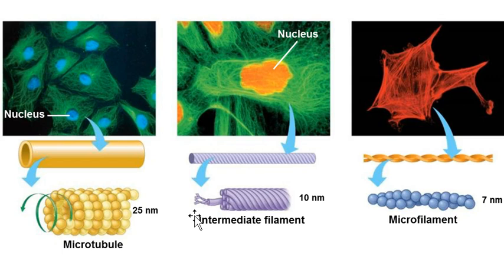Each one of these has different things that they do inside the cell. Microtubules are really responsible for anything that needs to be moved. So if you need to move DNA, or if you need to move other molecules, or if you need to move the cell itself, you can use these microtubules in cilia and things like that. Intermediate filaments and microfilaments are really for structure of the cell.